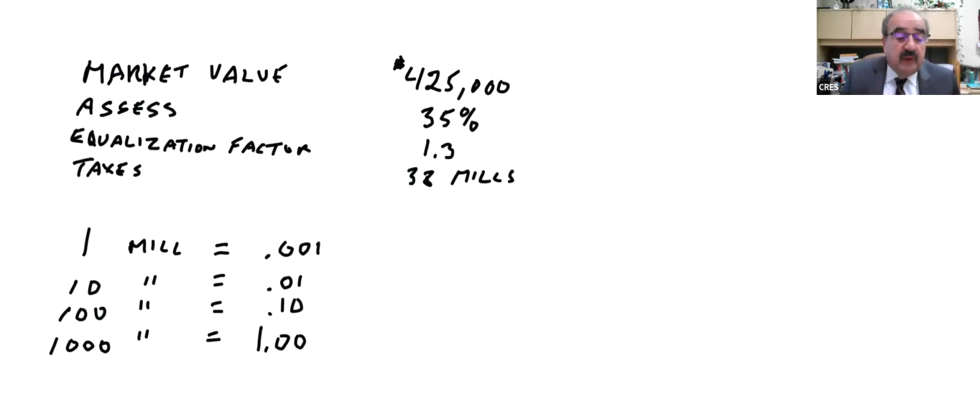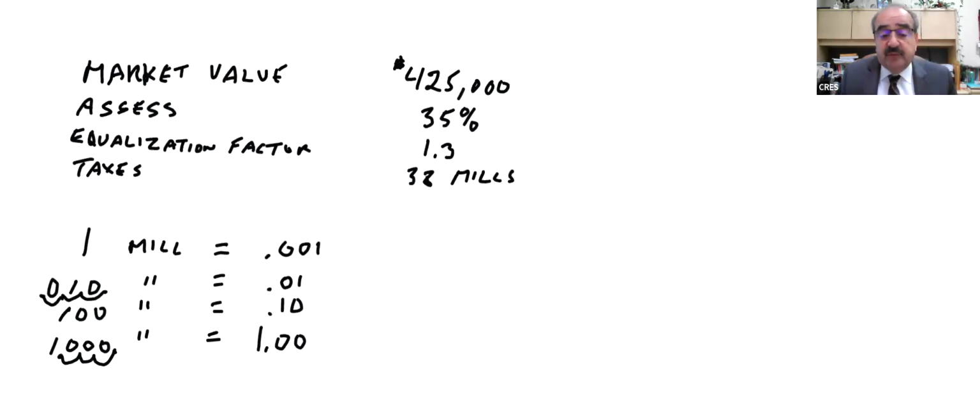For example, 10 mils. Put a decimal point there. You move it 3 places to the left. 1, 2. I have to bring another 0 to get to the third place. 3 decimal places. So it becomes 0.010. 1,000 mils. Decimal point, 1, 2, 3. Comes $1.